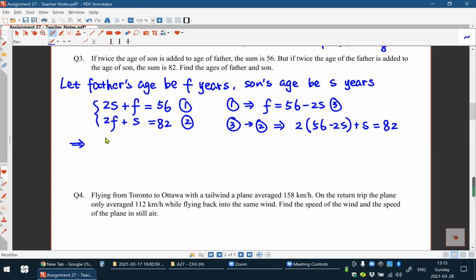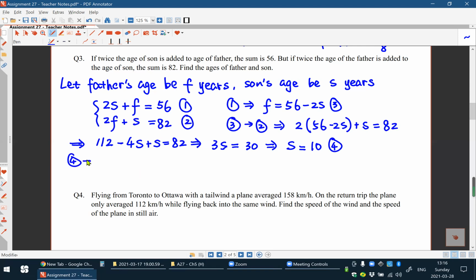Okay, let's expand everything here. 112 minus 4s plus s equals 82, right? Okay, so this means if we put all s's to the right hand side of the equation, we get 3s equals 30. Okay, so son's age, s, is 10, right? Okay, let's call this 4.